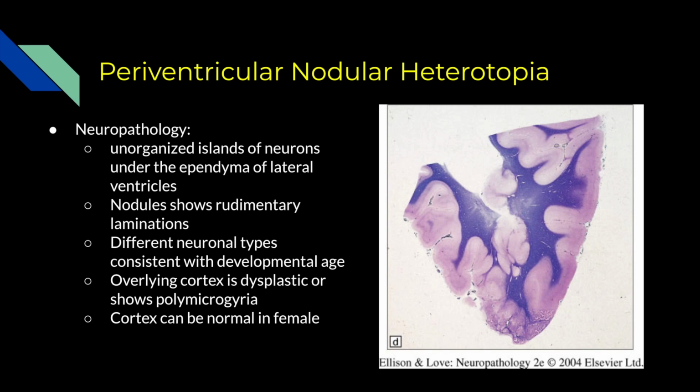And because, again, these are forming in a somewhat coordinated fashion, you get these kind of rudimentary laminations where you have different types of neurons being generated with respect to their developmental age. So the overlying cortex can be dysplastic and show polymicrogyria, but it can also be normal in females just because of this process where half of the cells, on average, are able to migrate in a kind of normal fashion.